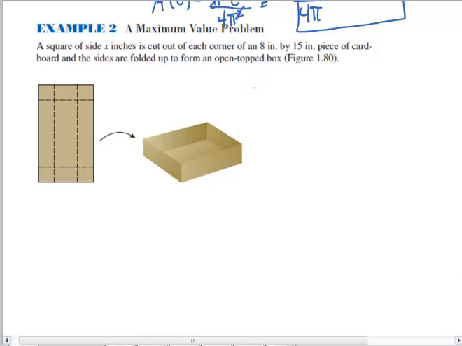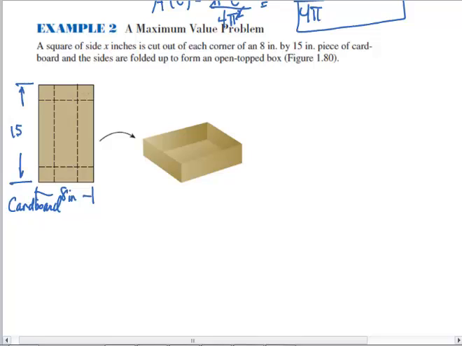Okay, hopefully you had a chance to read that over. I read it over while you were reading it, I guess. Well, this is a video, so who really knows? So, all right, so what we have is a flat sheet of cardboard. And the cardboard has certain dimensions. Its long side is 15 inches, and its short side is 8 inches.